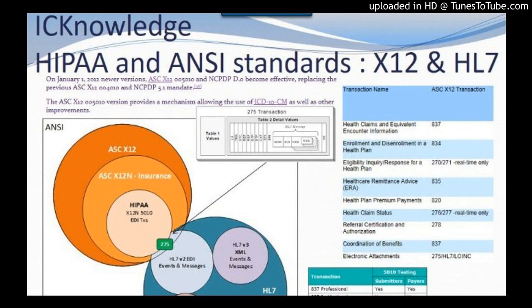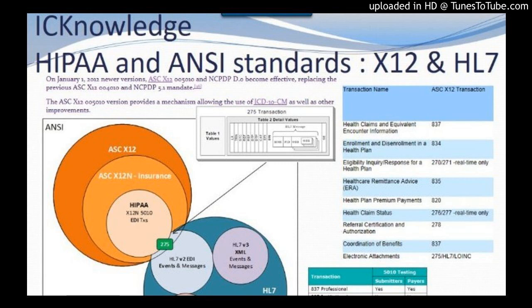Why was the HIPAA Act created? The Health Insurance Portability and Accountability Act, HIPAA, was developed in 1996 and became part of the Social Security Act. The primary purpose of the HIPAA rules is to protect healthcare coverage for individuals who lose or change their jobs.